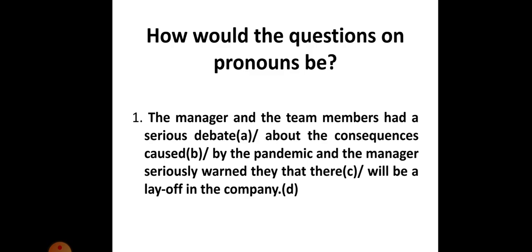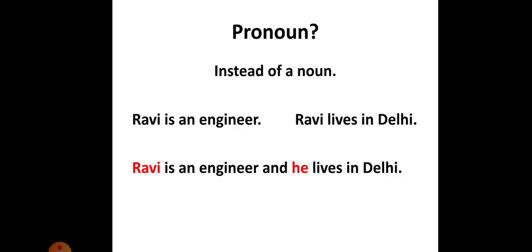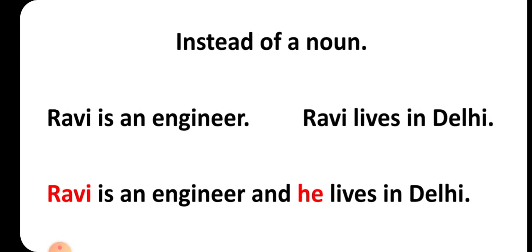Simple. Just like nouns, you will find pronouns in the sentence and these pronouns are wrongly used. And what we are supposed to do, we need to correct it. That's all. So let's start understanding the correct usage of pronouns. Before that, let's understand what is basically a pronoun. A pronoun is something that is used instead of a noun.